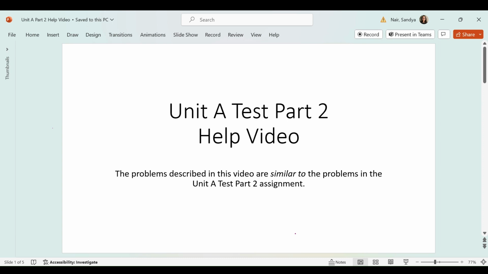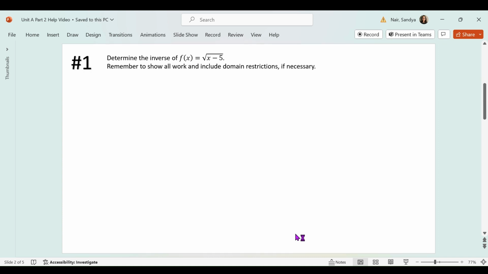So in this video, we're going to go over the problems that are similar to what's in your Unit A test part 2. So let's look at this first problem. It's asking us to find the inverse of f of x equals the square root of x minus 5.